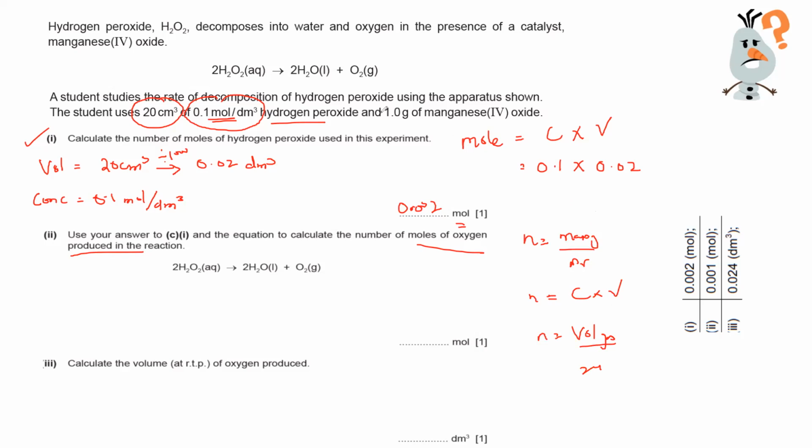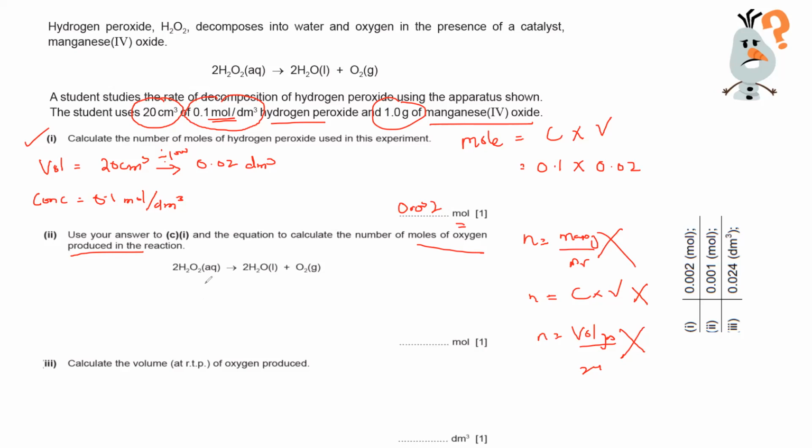We don't have the mass of oxygen. This is the mass of manganese oxide, but not only oxygen. So we cannot use the first formula. We don't have concentration and volume, so we cannot use the second formula. We don't have the volume of the gas, so we cannot use the third formula. So to solve the second part, we cannot use a formula because the information is not there. Then what can we use?